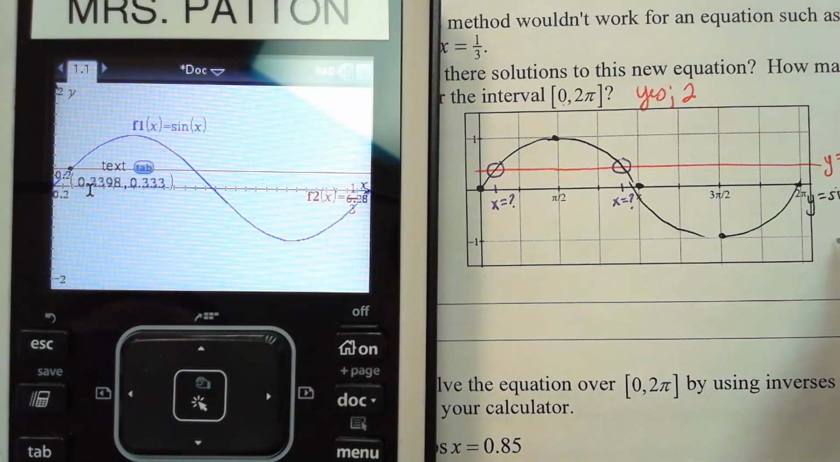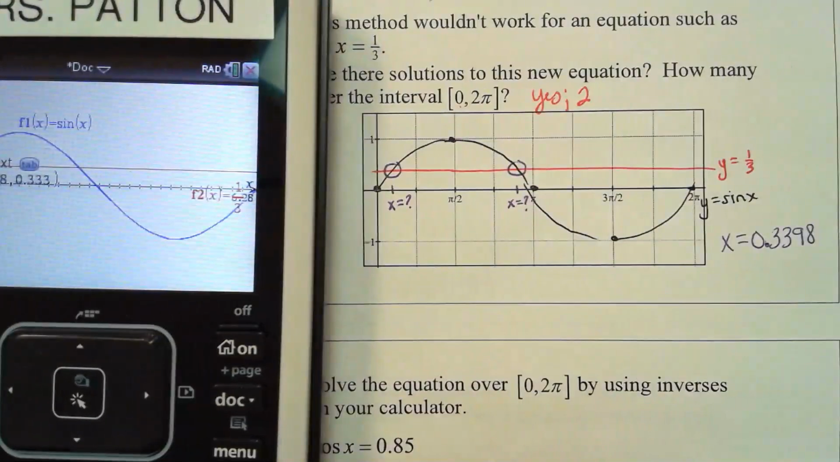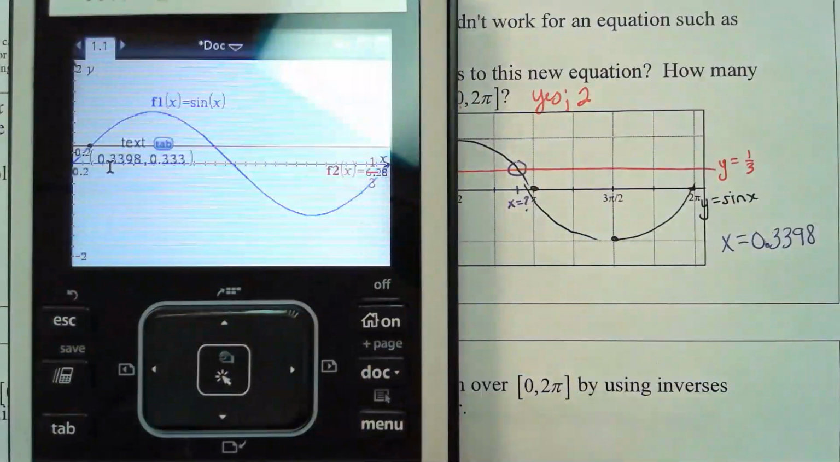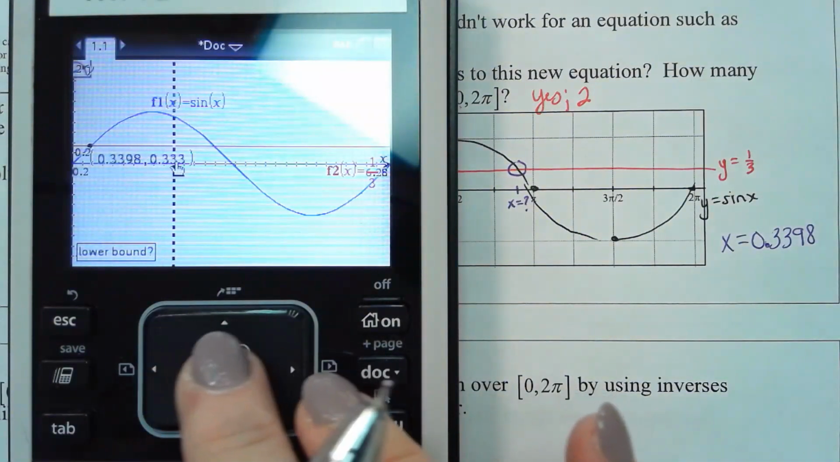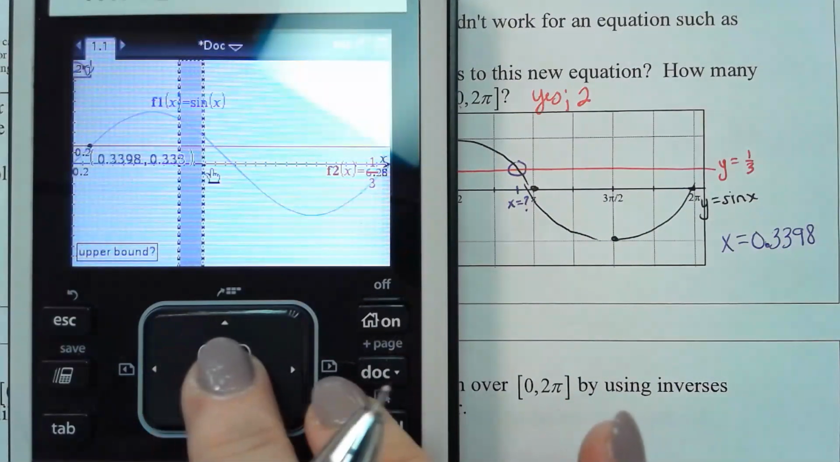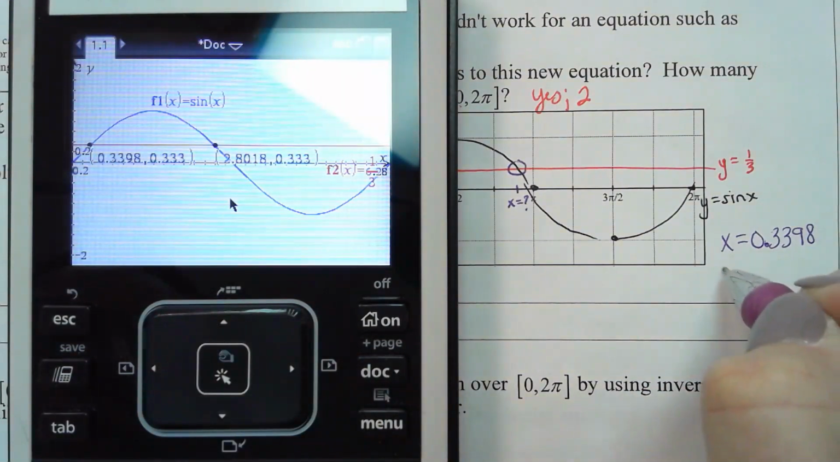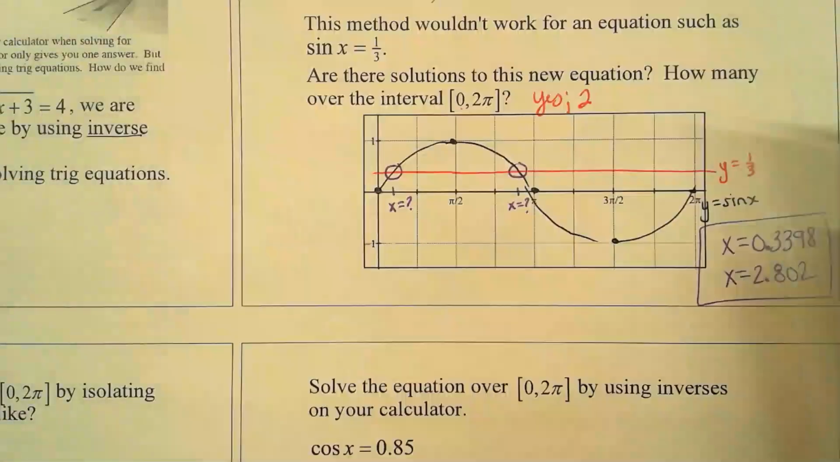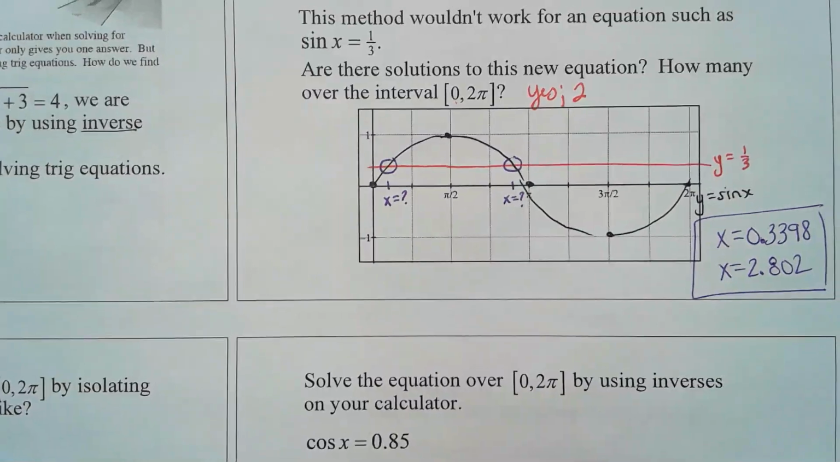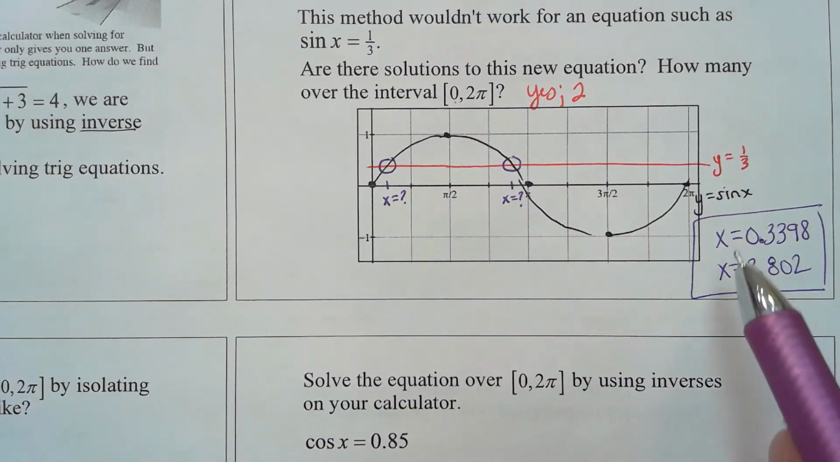All right, so one of my solutions is 0.3398. I guess I could have rounded that to 0.340, but okay. I wrote it down. Let's go find our other one. Again, I'm hitting menu 6, 4, and I'm going to click on the left, and click on the right. And there's my other solution, x equals 2.802. So we had to use a calculator to get that. I'm not saying we're not going to use calculators today. I'm just saying we can't solve it without one. So these are our 2 solutions. They live between 0 and 2 pi.